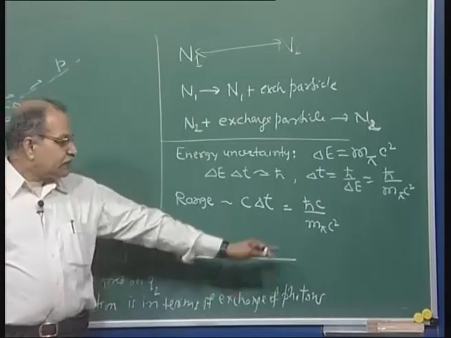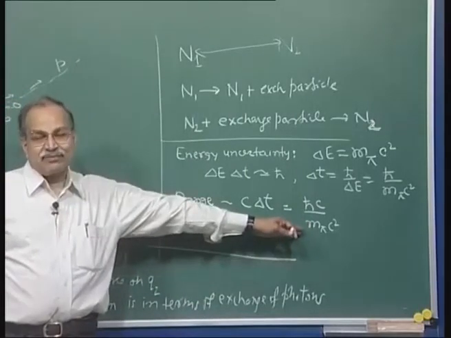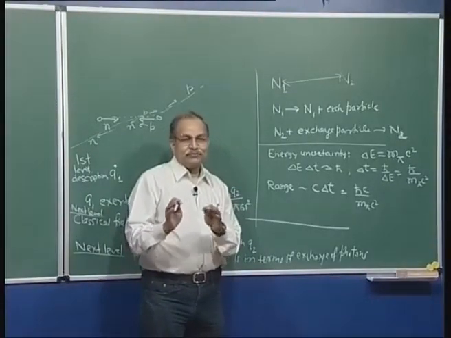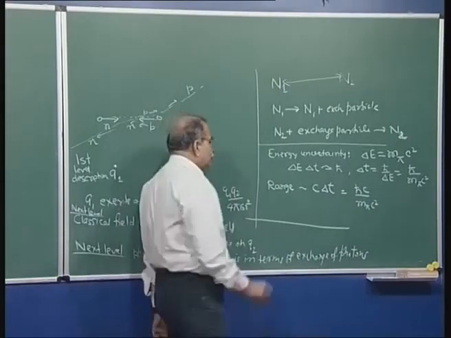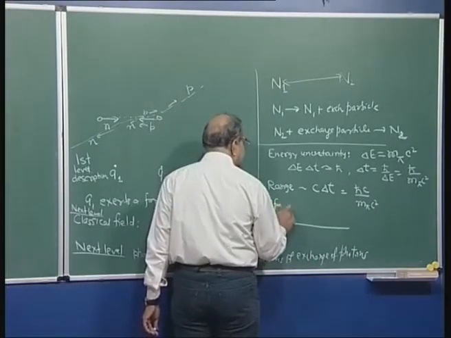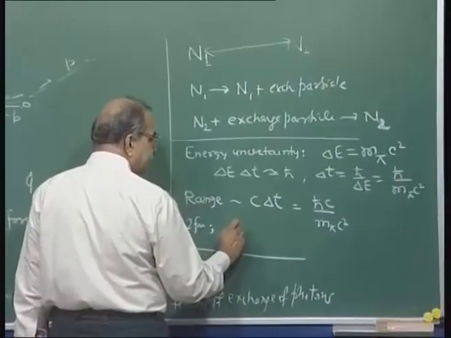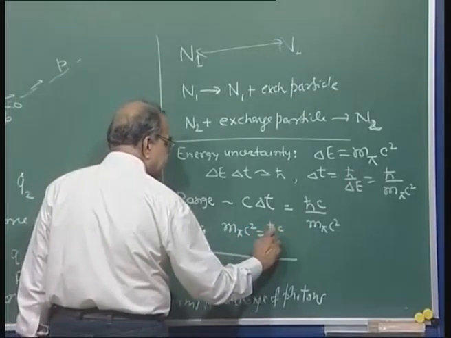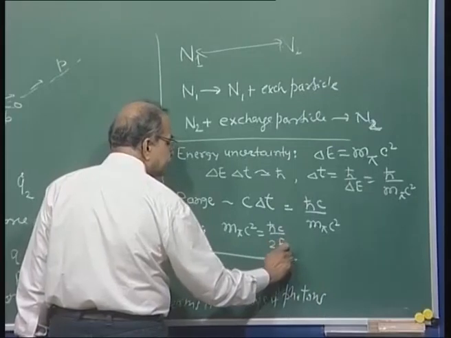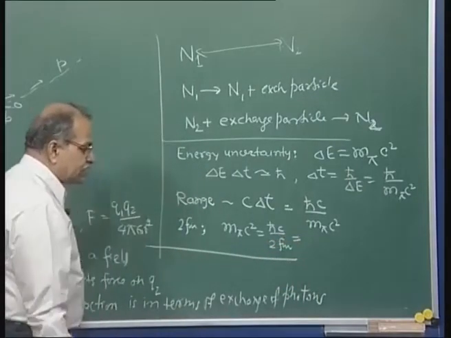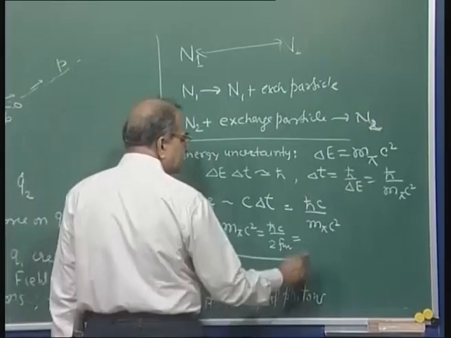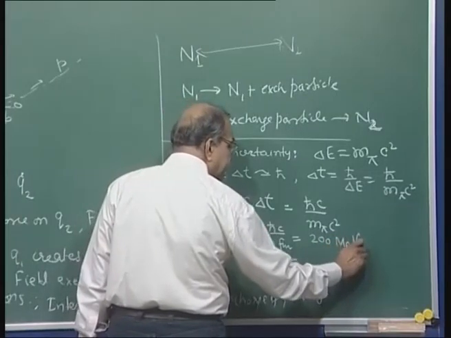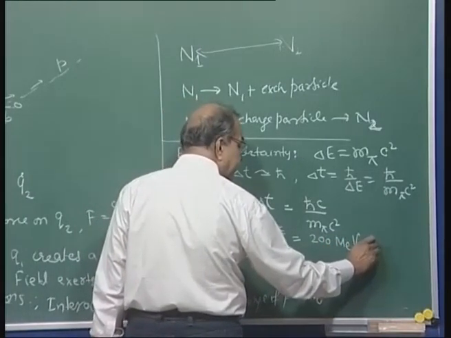Right. From here you can find what should be the rest mass, because range is more or less known. Okay. It is around 1 or 2 femtometers, that is the range. So, if you put 2 femtometers for example, then m pi c square is h cross c divided by 2 femtometers. And how much is h cross c? h cross c is something like 200 mega electron volt femtometers.